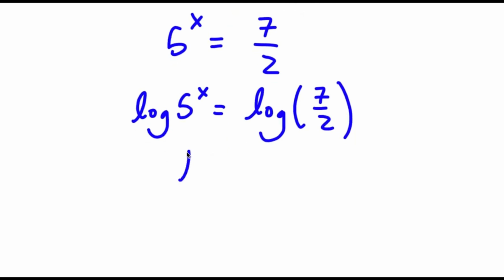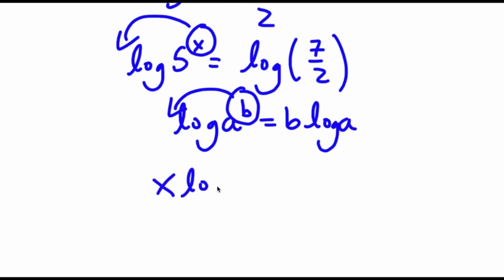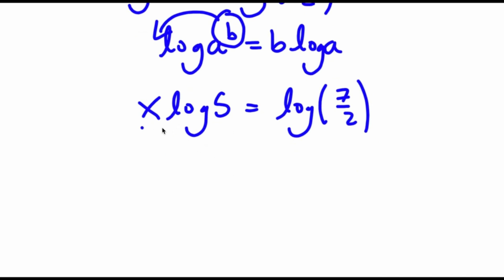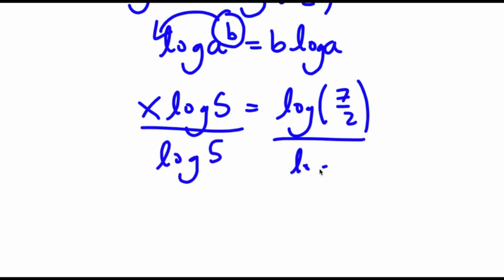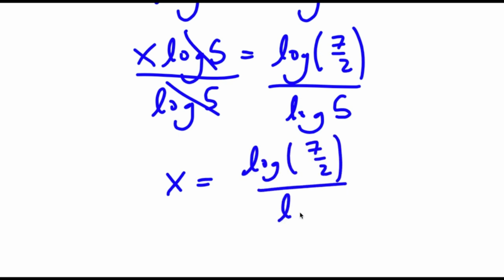Now if I have something in the form log of a to the power of b, I can move this exponent b to the front. So it's going to equal b times log a. So in this case, I have log of 5 to the power of x, and I can move x to the front. So now I have x times log 5 is equal to log of 7 over 2. Now I'm going to divide both sides by log 5. These two cancel out, and I get x is equal to log of 7 over 2, over log 5.